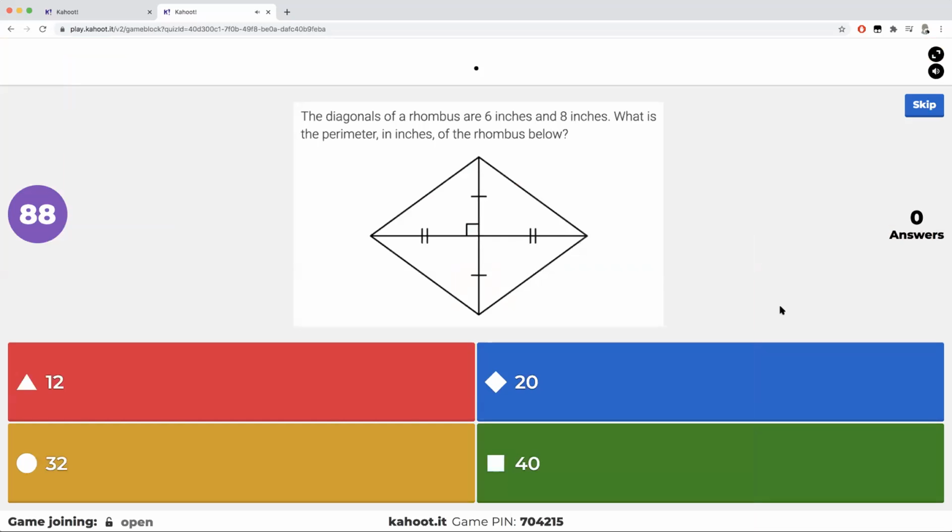The diagonals of a rhombus are 6 inches and 8 inches. What is the perimeter in inches of the rhombus below?